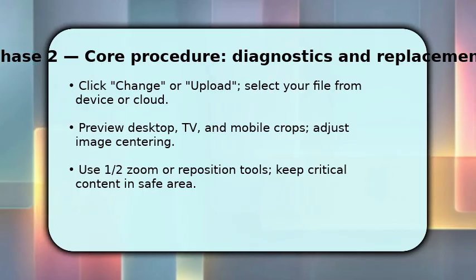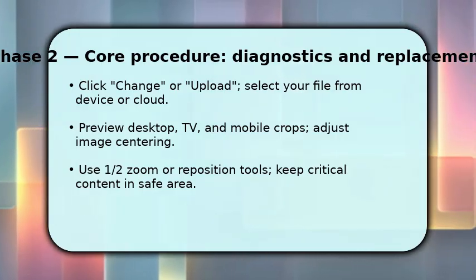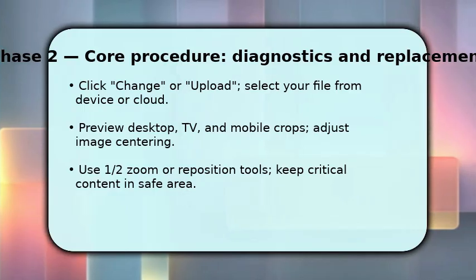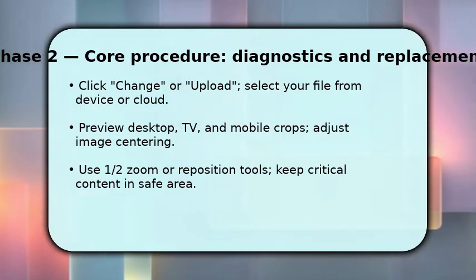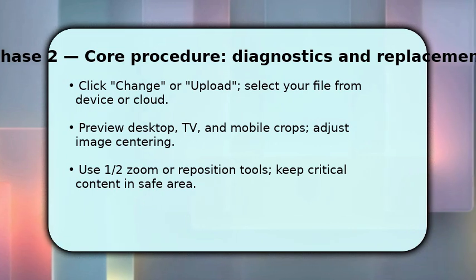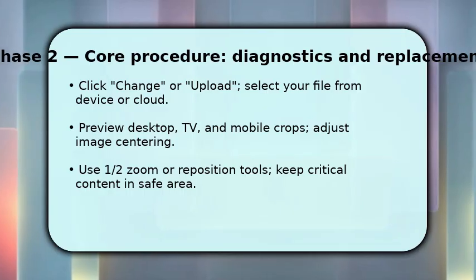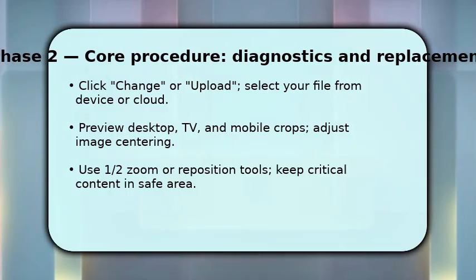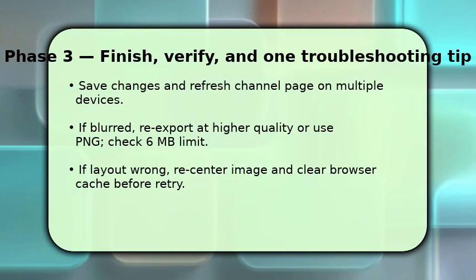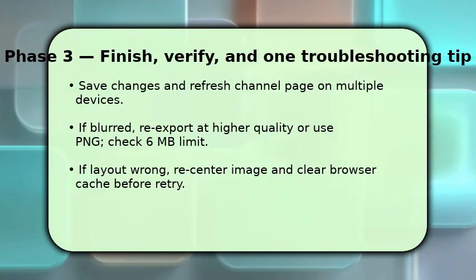Reposition and use zoom controls until the most important content sits inside the safe area. Make small adjustments, then preview again, because a slight shift can hide a logo or text on phones. Finally, save your changes, then verify on multiple devices by refreshing your channel page. Do this to confirm the safe area displays as intended.